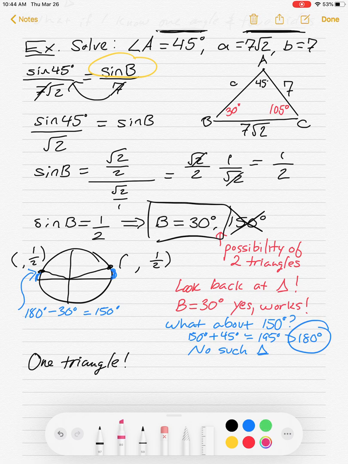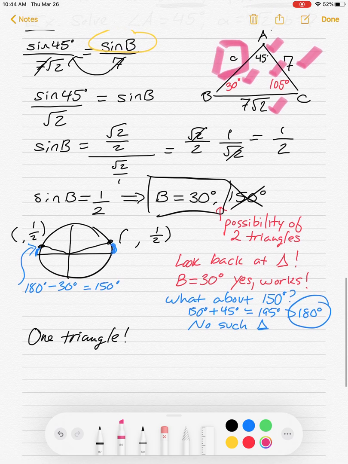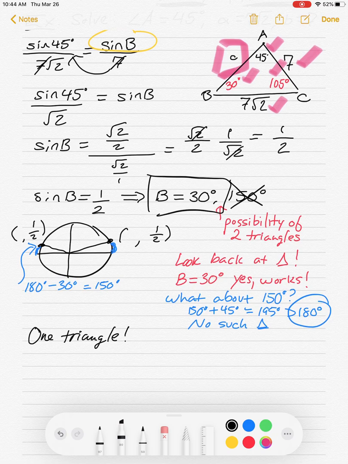So I guess I filled in, have I filled in everything? Well, let's see. I filled in the side, 7√2, 7. I've got all three angles. I guess I'm still missing one thing. I'm missing the side C. Okay, but now I can go ahead and find that.